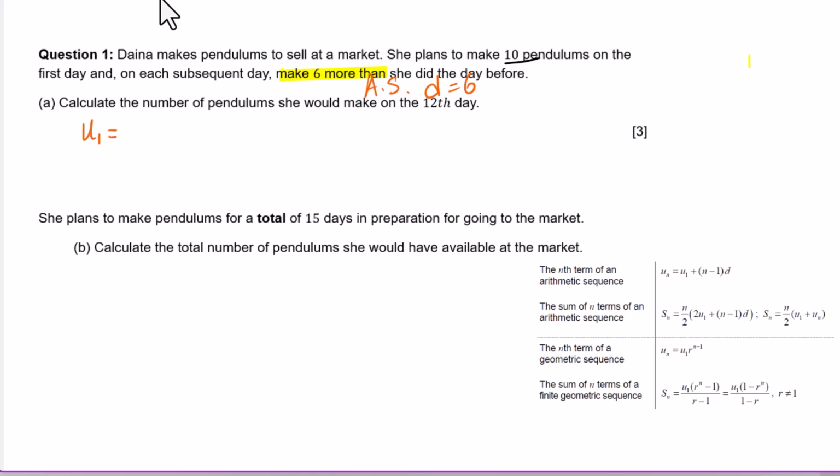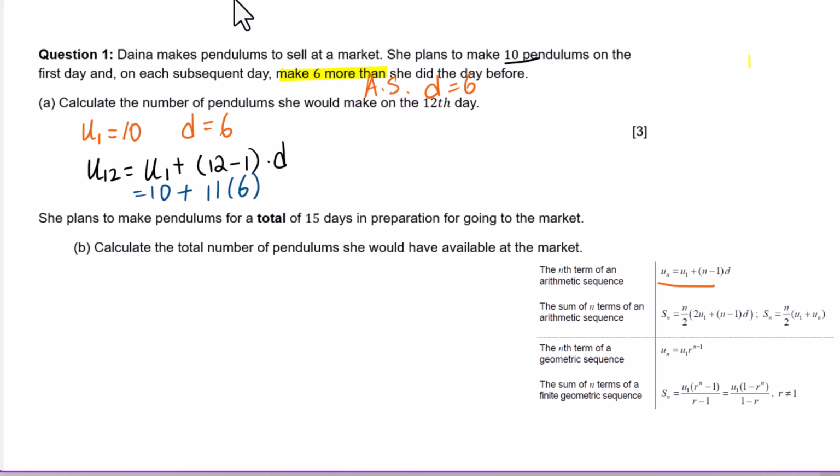First day is 10, so u sub 1 equals 10. D equals 6. We will use this formula: u sub 12 equals u sub 1 plus 12 minus 1 times D. Substitution: 10 plus 11 times 6 equals 76.